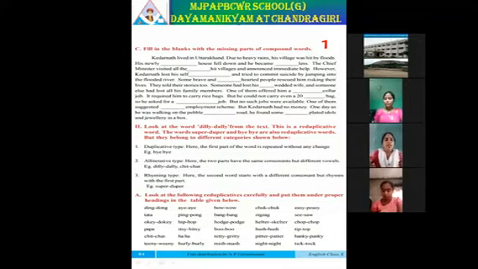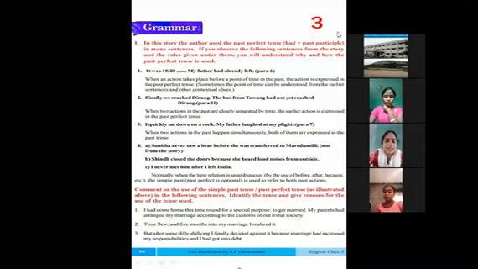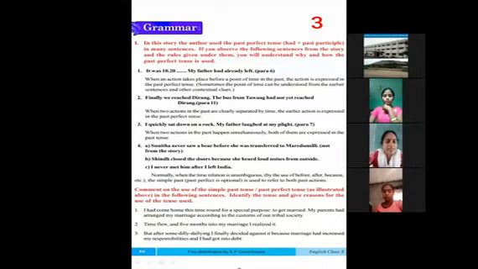Okay, fine. Now let us see the grammar topic. Already we discussed simple past tense and past perfect tense. Once again, a few clues and hints they have given about when we have to use them. In this story, the author used the past perfect tense. Past perfect means had plus V3. Simple past means V2. Past perfect means had plus V3.